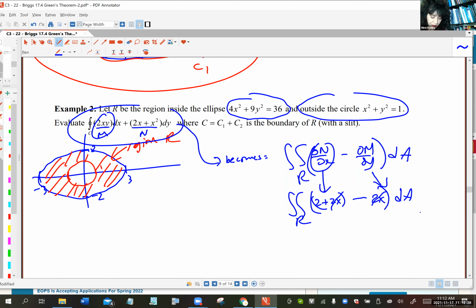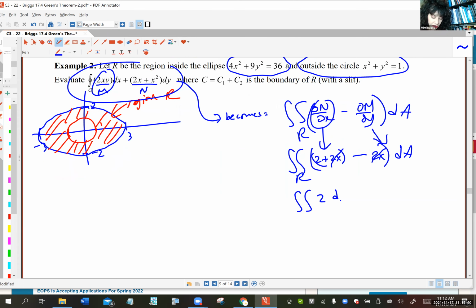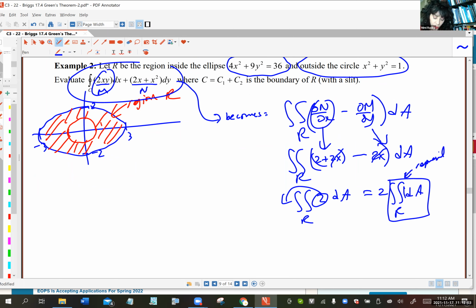Oh, cool. So what do I have? Well, I hope you recognize this. This 2 is just a multiple, so you can pull it out in front. And then you have a double integral with a 1 in the integrand. So this represents area. Area of what?